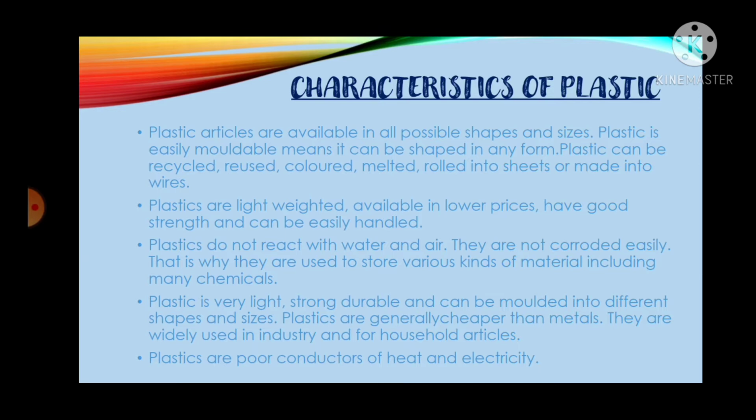Plastics do not react with water and air. They are not corroded easily. That is why they are used to store various kinds of materials, including many chemicals. Plastic is very light, strong, and durable, and can be molded into different shapes and sizes. Plastics are generally cheaper than metals. They are widely used in industry for making household articles. Plastics are poor conductors of heat and electricity.